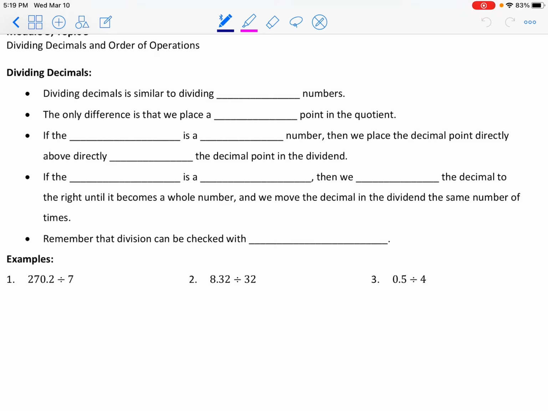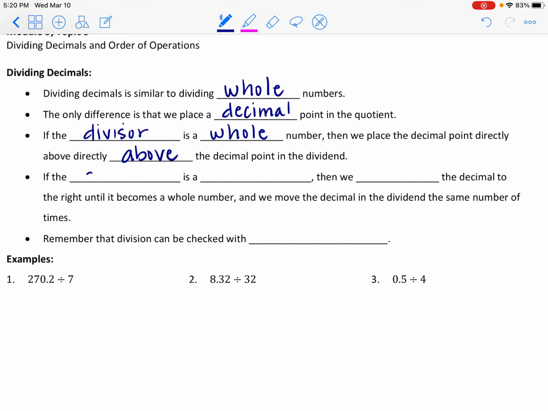So when we are dividing decimals, the process is pretty similar to dividing whole numbers, which has kind of been the theme throughout this unit. The only difference is that we're going to put a decimal point in our answer. If our divisor, the number we're dividing by, is already a whole number, then we place the decimal point directly above the decimal point in the dividend. The decimal is just going to go right where it would instinctively go, and I'll show you with an example in just a few minutes.